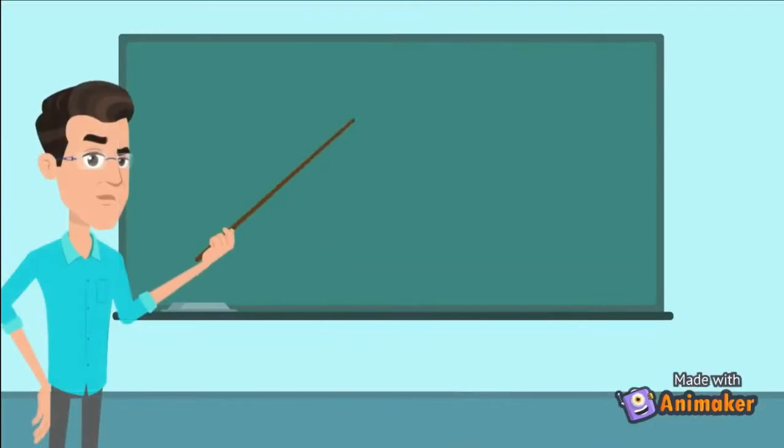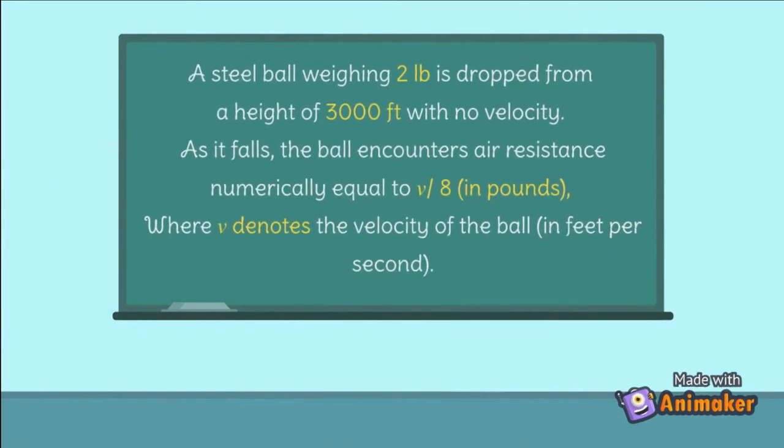Let's say we have this question. As you can see, the question is: a steel ball weighing 2 pounds is dropped from a height of 3,000 feet with no velocity. As it falls, the ball encounters air resistance numerically equal to V/8 in pounds. The V in the question denotes the velocity of the ball, which is in feet per second.